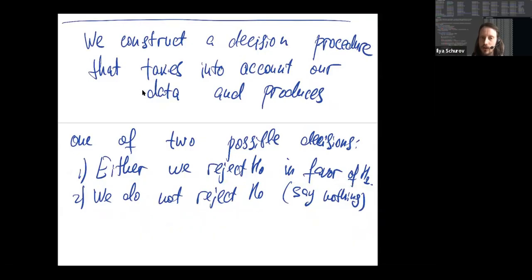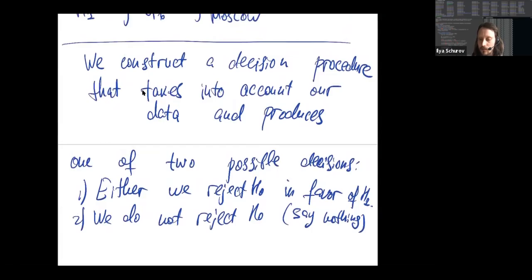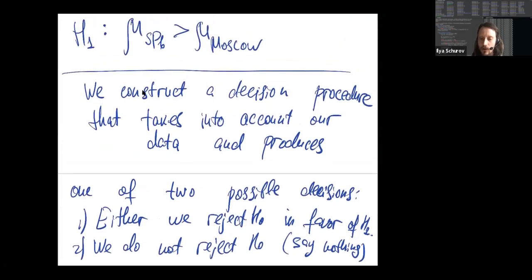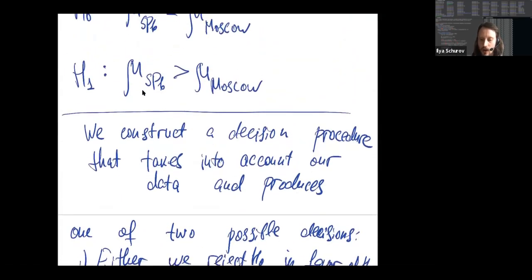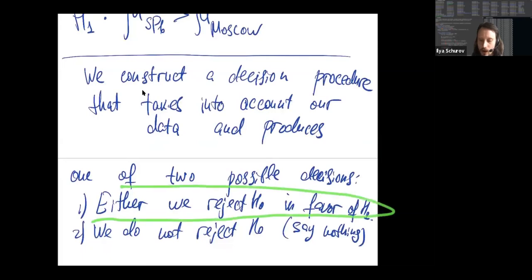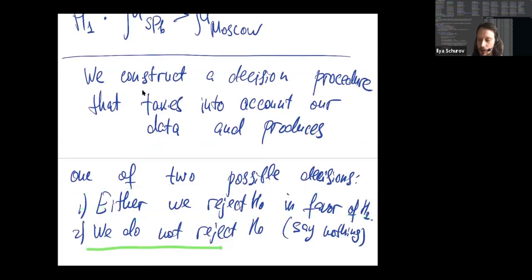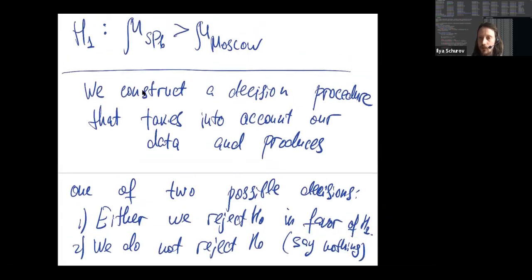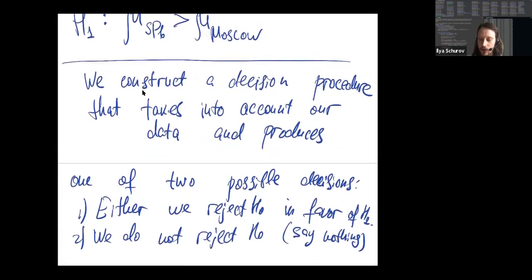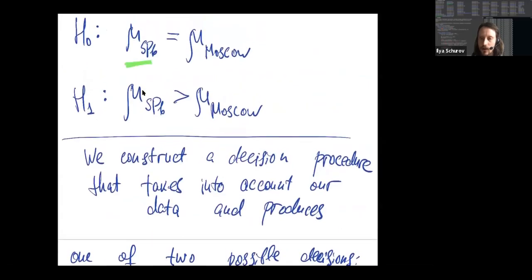We do not believe that this difference can hold if the null hypothesis holds. And this is one possible case. Another possible case is that we do not reject the null hypothesis. And in this case, we just say, okay, we don't know. It is possible that the null hypothesis holds, but it is also possible that the null hypothesis is violated. But the difference between these two means is too small to be detected by our experiment.